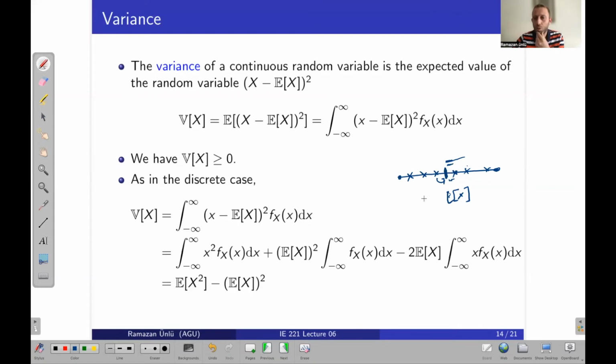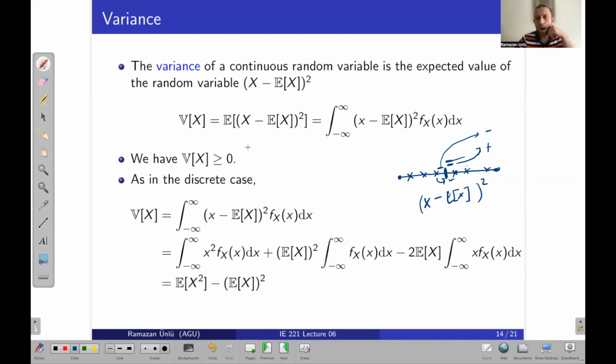So what I'm going to do is subtract E of x from each x. However, for example, for this point the distance is positive, and for this point the distance is negative. So in this case, these two terms can cancel each other. That's why, to avoid this kind of problem, I can take the square of that distance. So the variance will be equal to the expected value of x minus the expected value of x, squared.